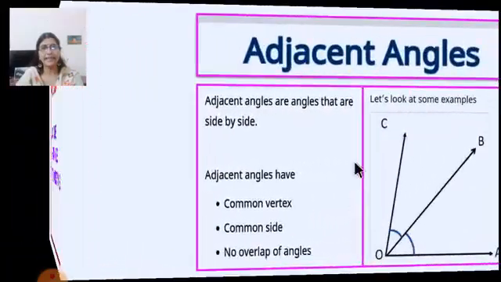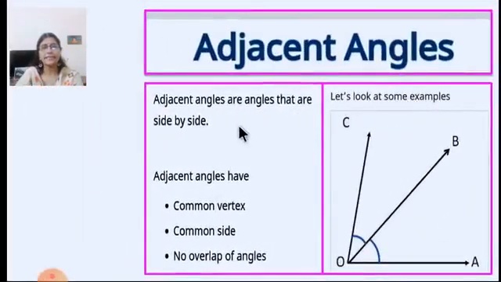First we will understand adjacent angles. Adjacent angles are the angles that are side by side. Here you can see an example of adjacent angles, angle BOC and angle AOB. They are adjacent to each other. You can see they are side by side and they have a common vertex. This is the vertex, meaning corner. So this point O is the vertex which is common to both the angles.